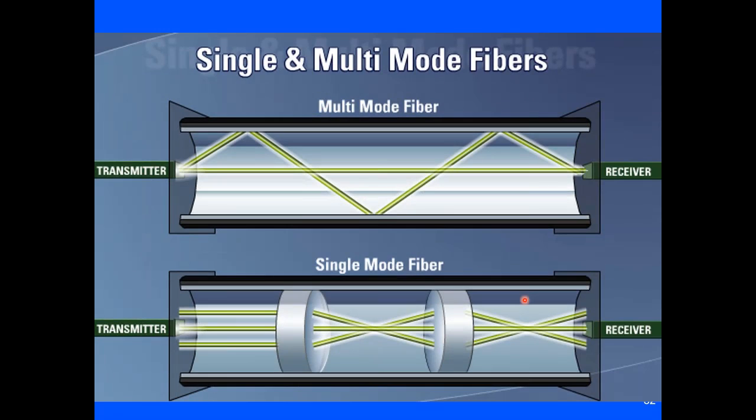There are two types of fiber: single and multi-mode fiber. Multi-mode fiber, to me, is kind of cool because I may have the signal go straight this way, or I may have the signal bouncing back and forth. The problem is I need both these signals to get back to here at the same spot.